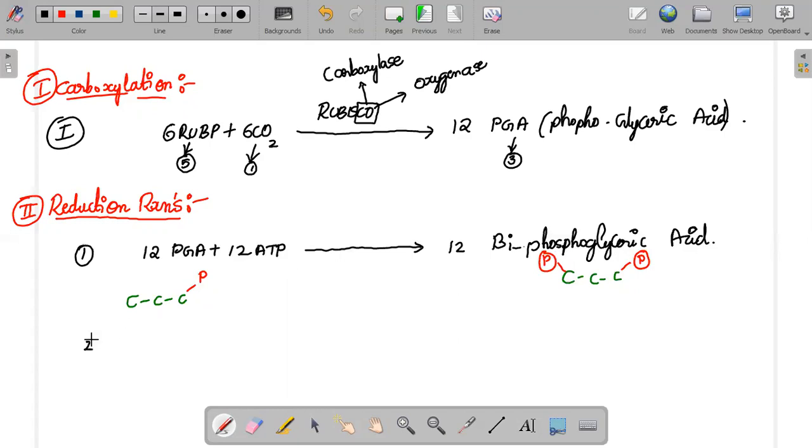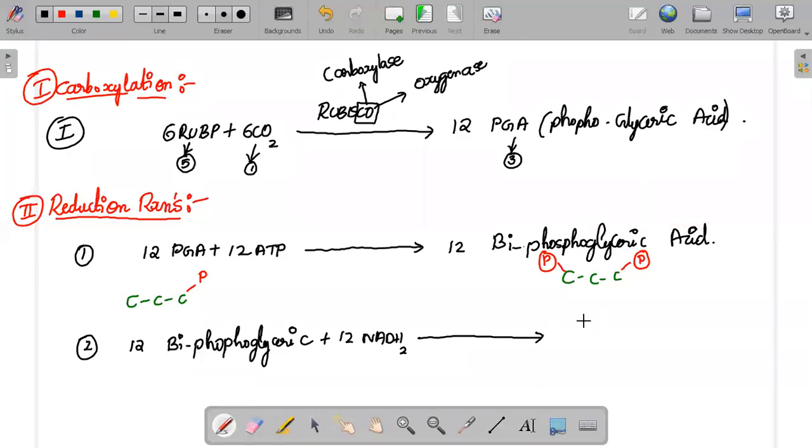And coming to your second step, 12 molecules of bisphosphoglyceric acid. In this case, who is coming into action is NADPH2. 12 molecules of NADPH2 are coming into action, and they will convert the bisphosphoglyceric acid to 12 molecules of glyceraldehyde.